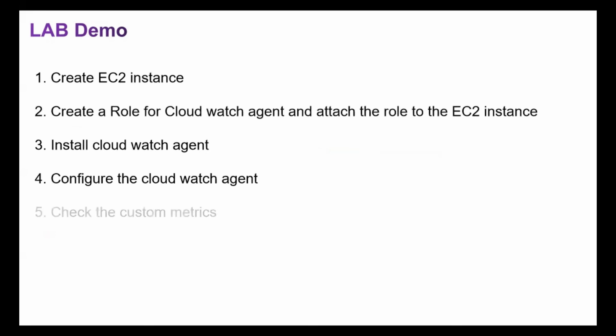Okay, so this is a quick preview of the steps that we did. We created an EC2 instance, then we created a role for the CloudWatch agent and attached that role to the EC2 instance. Then we installed the CloudWatch agent. We configured the agent by answering various questions on what metrics it has to monitor. Then we were also able to check the custom metrics under the CloudWatch dashboard, under the namespace CWAgent.